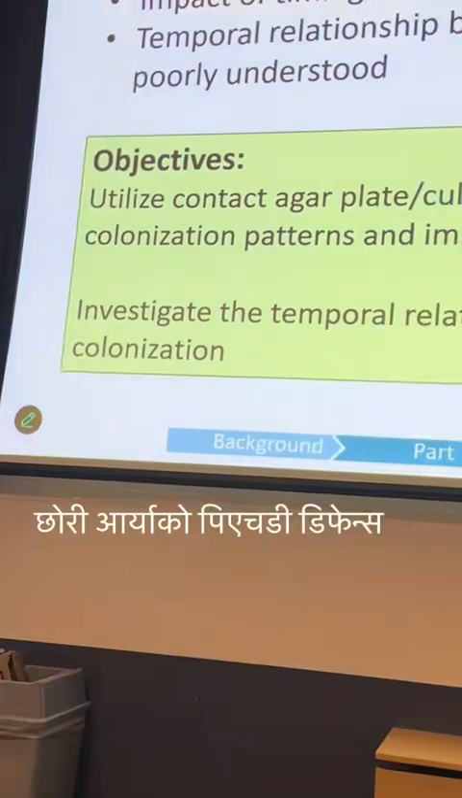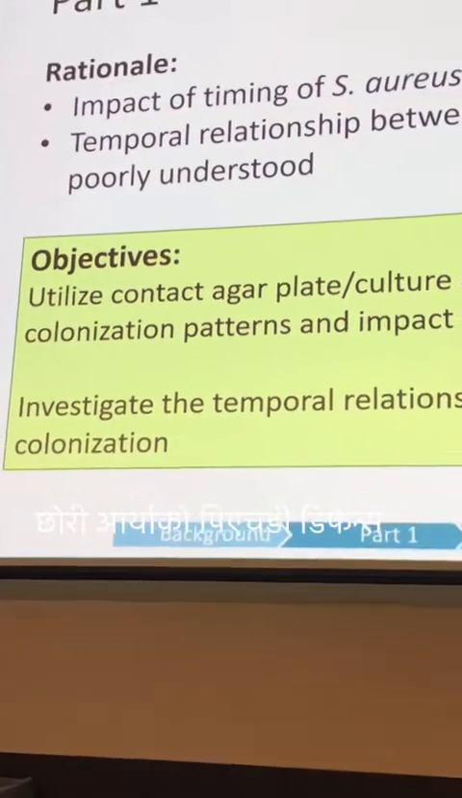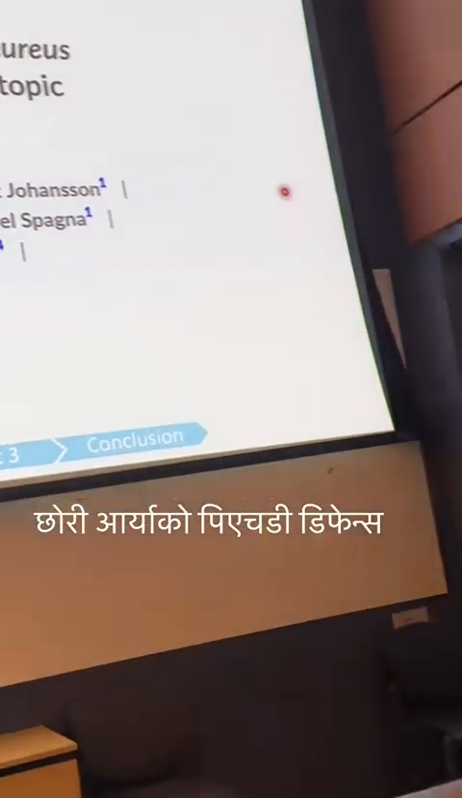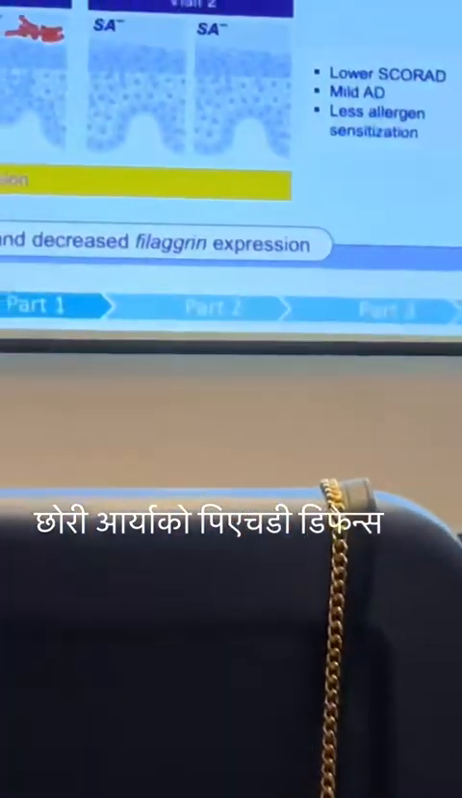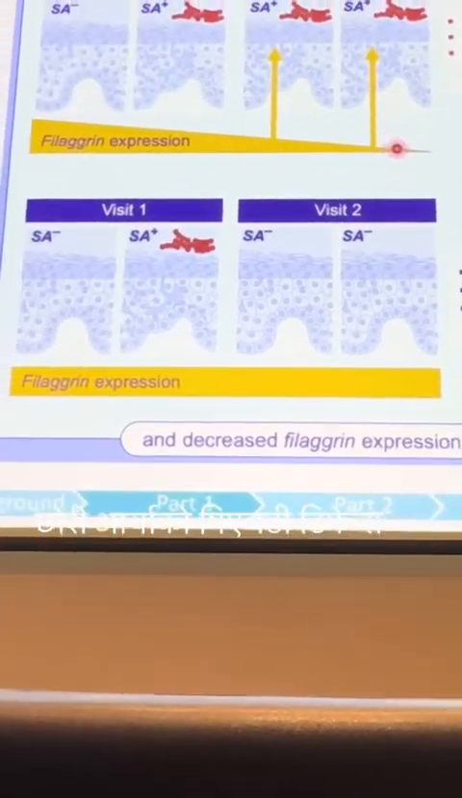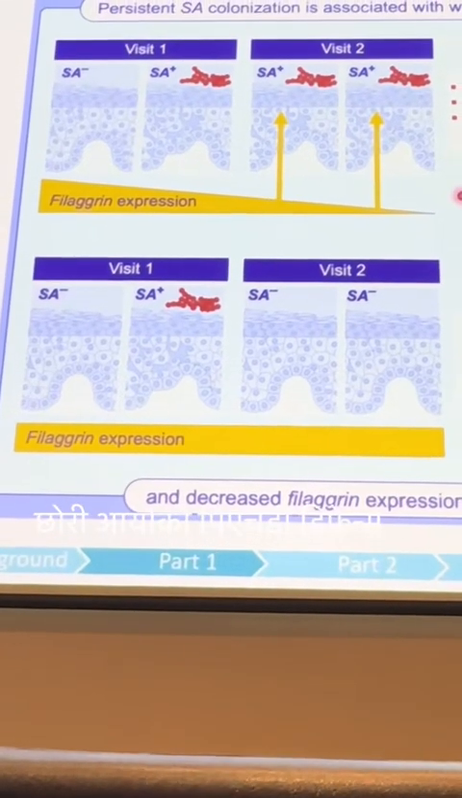And then between skin filaggrin expression and Staph aureus colonization. So this was the basis for our first paper, which was published 2 years ago. I'll be going over the results very briefly. Higher SCORAD, more severe AD, more allergen sensitization. And we also see a decreasing trajectory of filaggrin expression from visit 1 to visit 2.